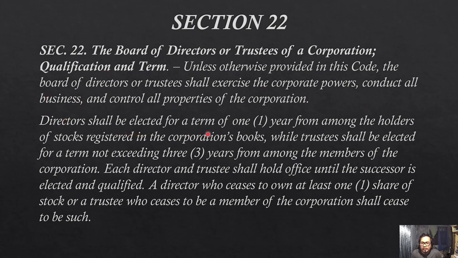Now, directors shall be elected for a term of 1 year from among the holders of stock registered in the corporation's books, while trustees shall be elected for a term not exceeding 3 years from among the members of the corporation. Kasi di ba? Tawag ito, stockholders for the stock corporations, so board of directors sa kanila. For the non-stock corporations, ang tawag natin is members. Hindi stockholders but rather members, and kapag mag-elect sila ng board, ang tawag sa mga members ng board is trustees.